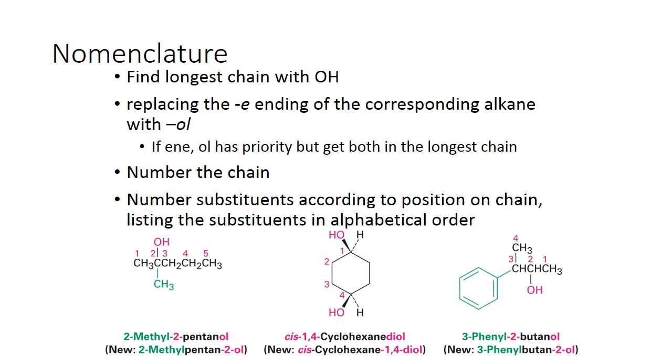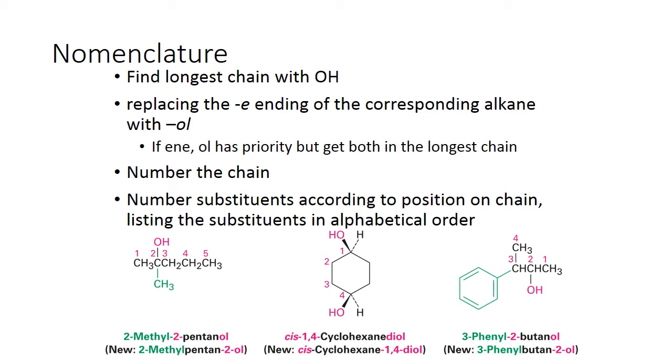Now, when we go to name an alcohol, for instance, on a 5-carbon chain, we would take the e off the pentane and replace that with ol, and then you would have pentanol. The other thing that we have to do is make sure that we number where the functional group is. This is just all the same things that we've done in previous nomenclatures. You number the substituents according to the position on the chain, listing them in alphabetical order, and remember to have the same numbering system for the substituents as you have for the functional groups.